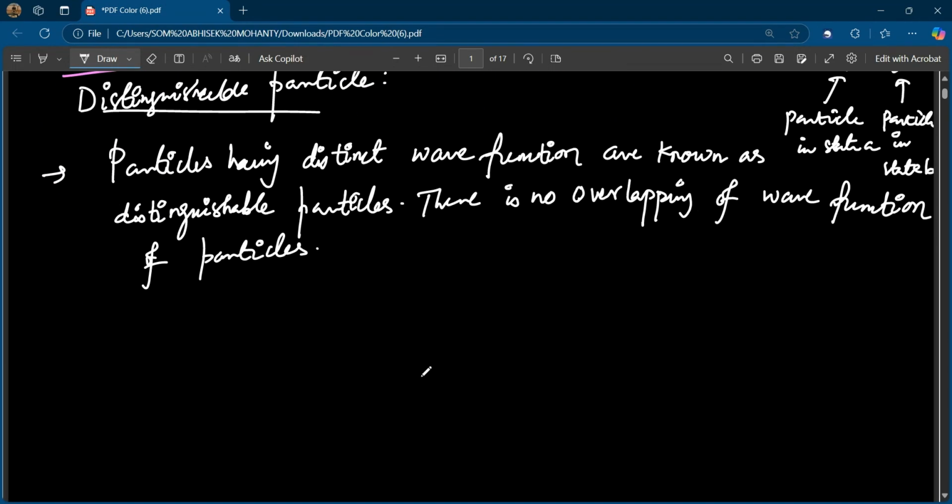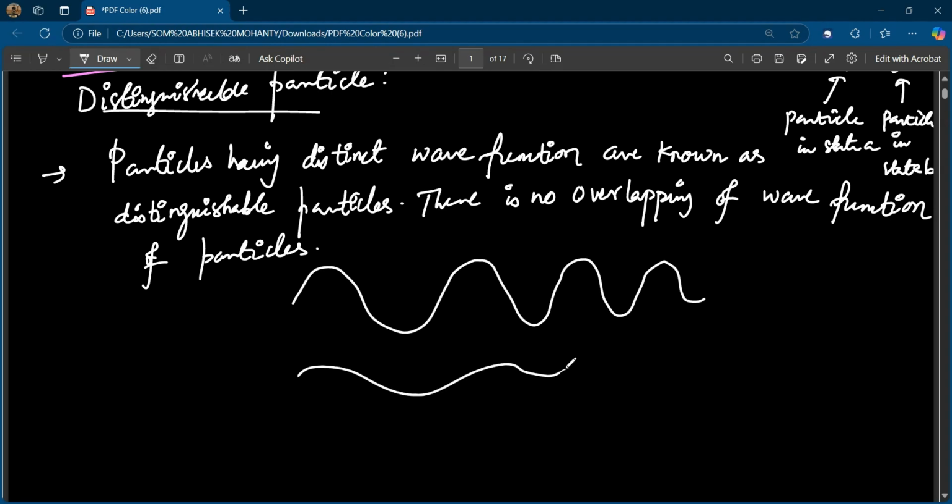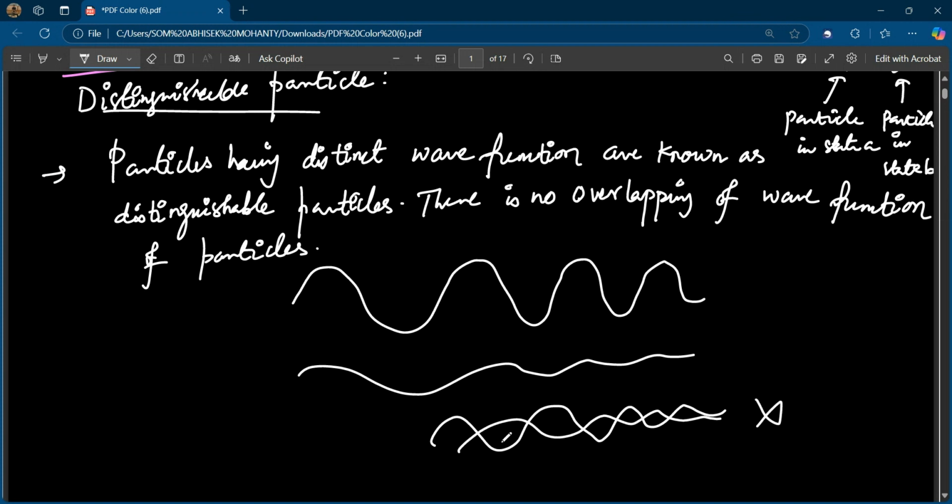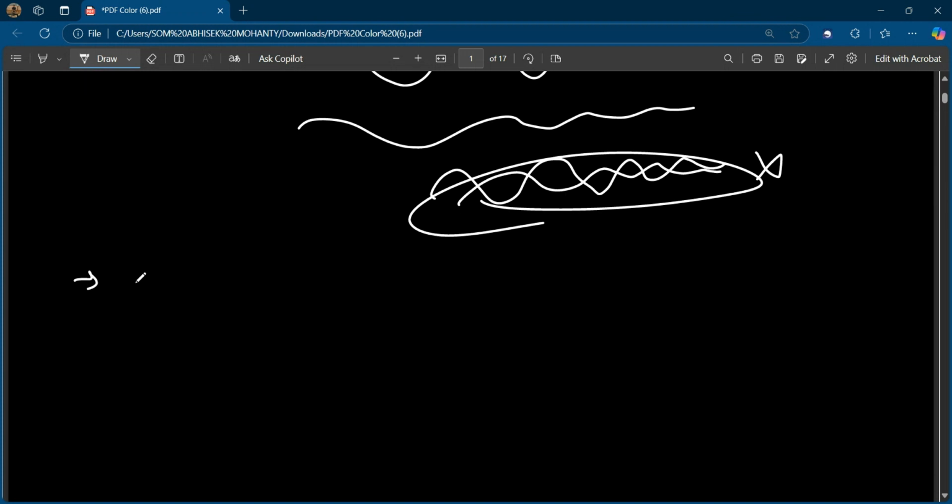So the wave functions will be really very plain, like this, but there will be no overlapping. They cannot be overlapped. If they overlap, this is not your distinguishable particles. These are simply your classical particles.